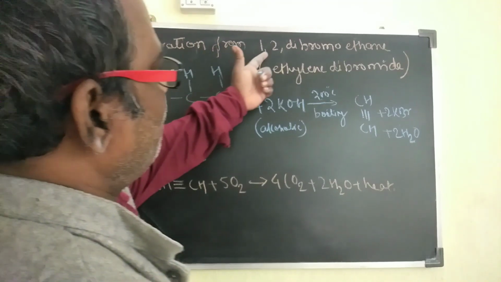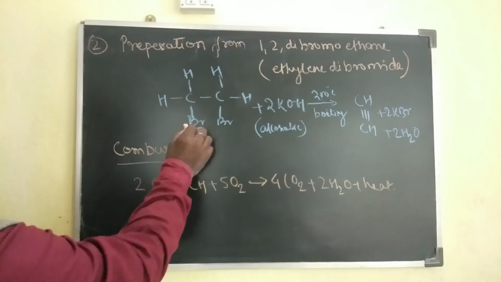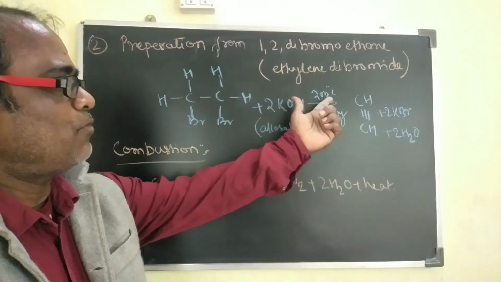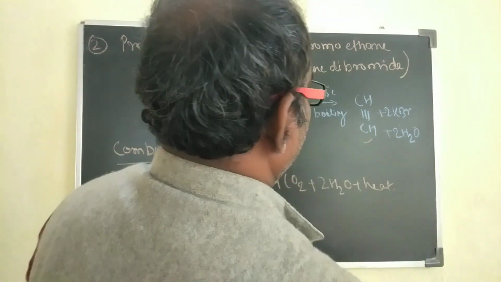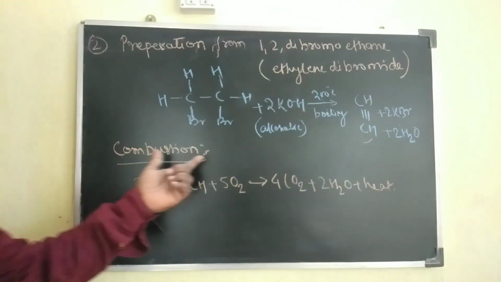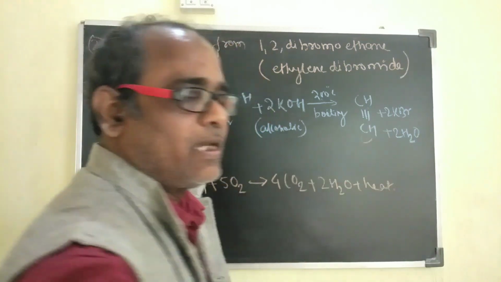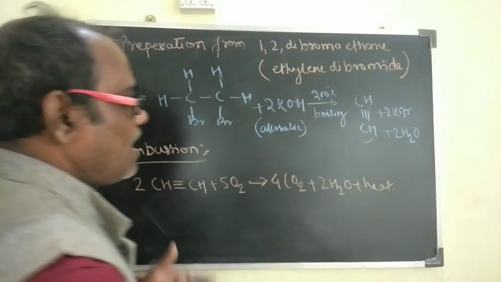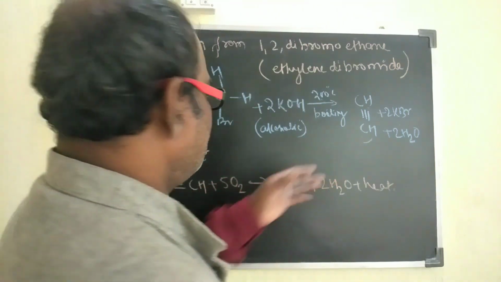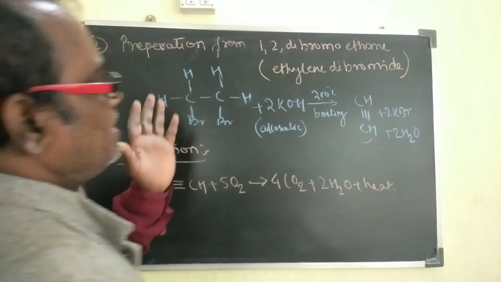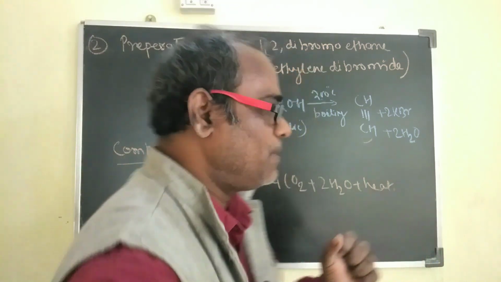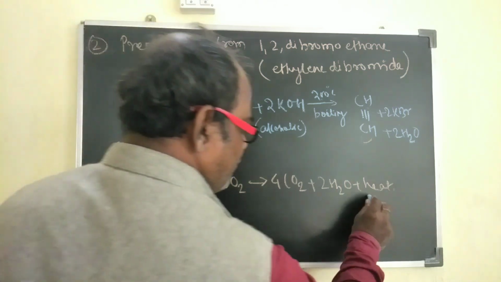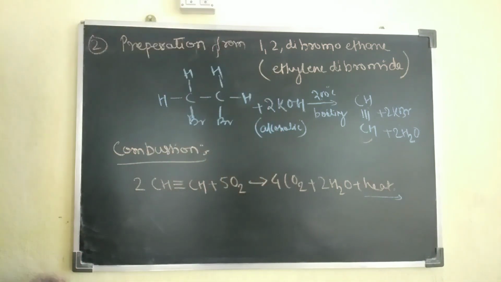One more preparation is from 1,2-dibromoethane. In dibromoethane, the structure is this, with alcoholic potash, on boiling at 200 degrees Celsius, we get ethyne. Since there is a triple bond in ethyne, it is highly reactive, and due to that it can form addition reactions. Let us go with the first, that is combustion. Since ethyne has a greater content of carbon, it burns with a sooty flame. In combustion, heat is produced along with the end products.